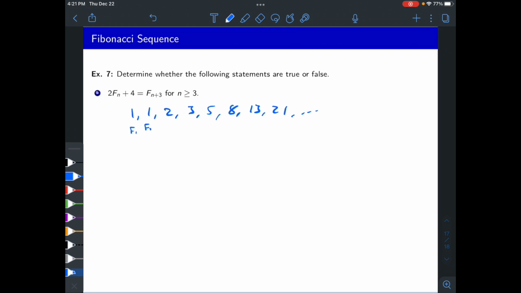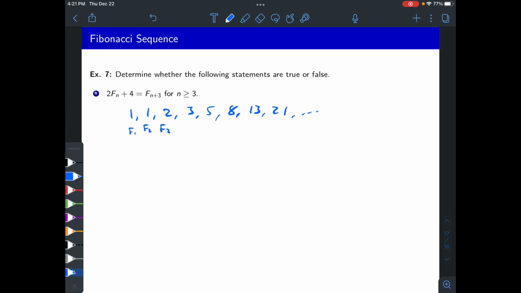And then this was f1, this was f2, this was f3. So if I were to start, let's just do a couple values at a time, starting at n equals 3. 2 times f sub 3 plus 4, what is that equal to? Well, f sub 3 we said was equal to 2. So it's 2 times 2 plus 4, which does equal 8.